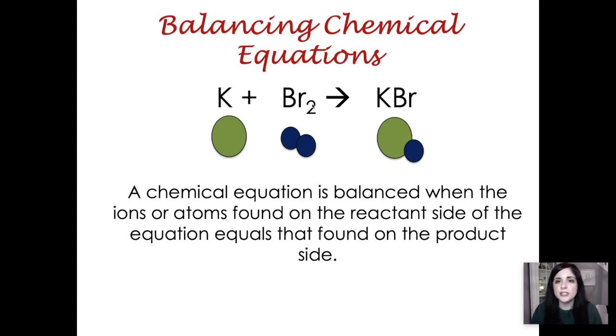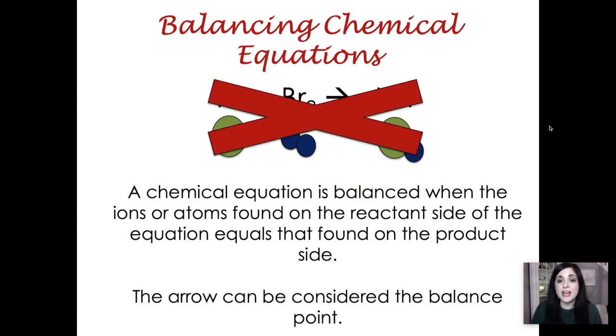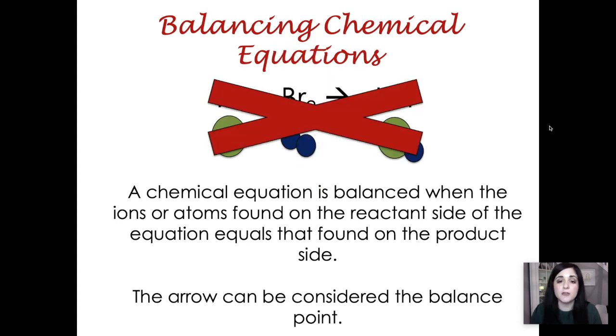A chemical equation is considered balanced when the ions or atoms found on the reactant side are equal to those found on the product side. In this case, this equation is not balanced, and the arrow can in fact be considered the balance point, of course, because it separates your reactants from your products. And like we've said already, this equation is not balanced. How do we go about balancing chemical equations? We have to add coefficients to the front of all of your atoms or molecules or ions that are in a chemical reaction. So let's take a closer look at this one.